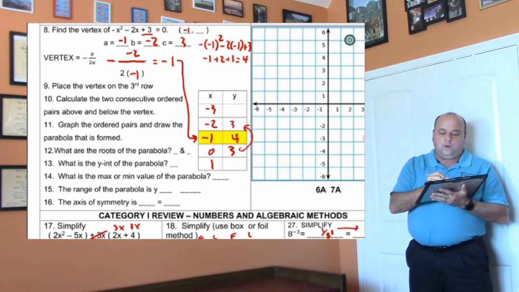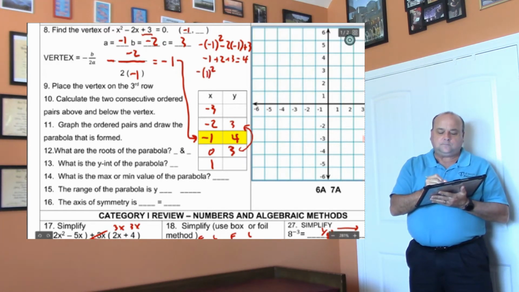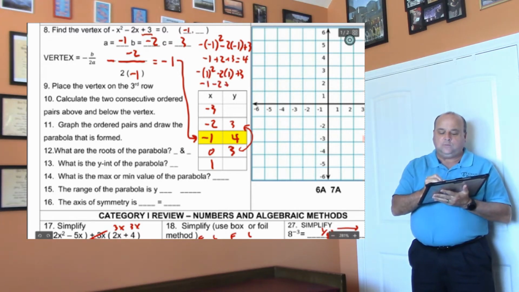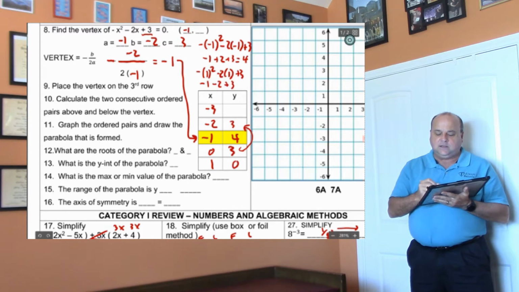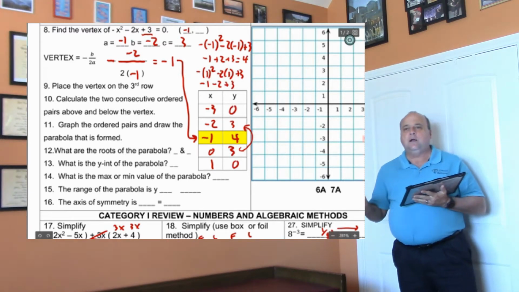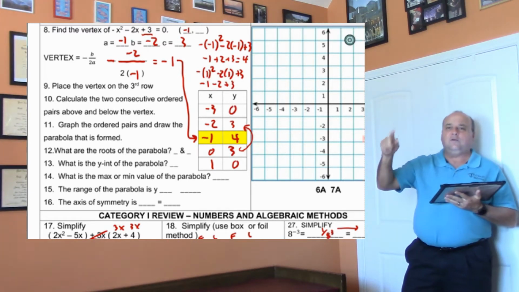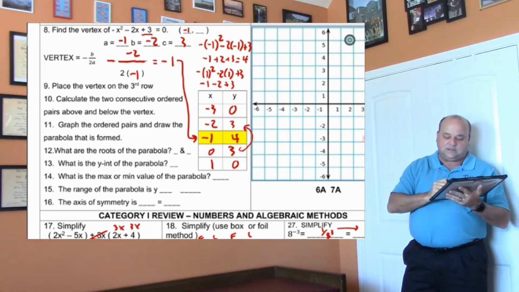Now if I were to put 1 in here, this is how I'd have to do it by hand. I would get negative 1 minus 2 plus 3. That's going to be a 0. So the top and bottom numbers would be 0. If we were to graph this and hit Control T, we would get the same numbers.